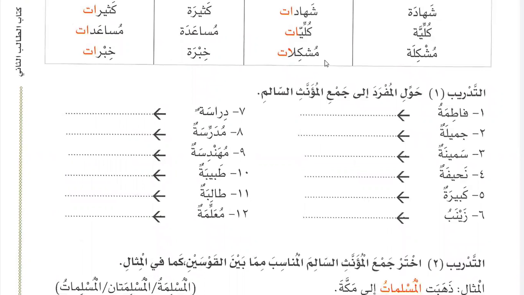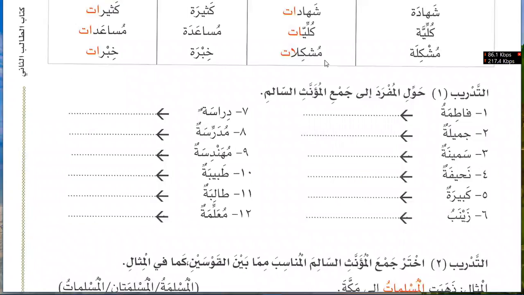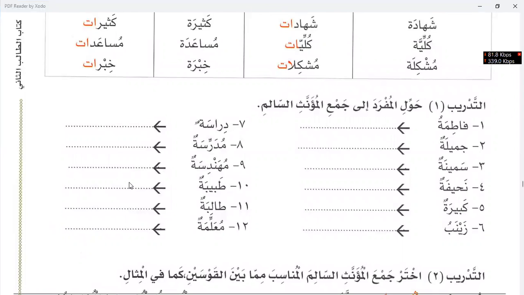The first exercise: convert the singular into جمع المؤنث السالم. You need to convert the singular word into جمع مؤنث سالم here. So Miss Rama, your turn. You will make them jama monas salim.